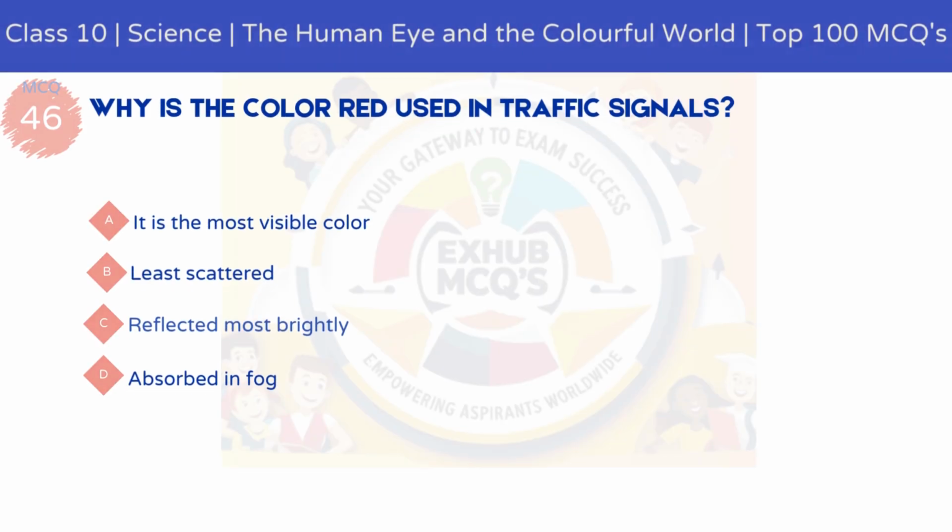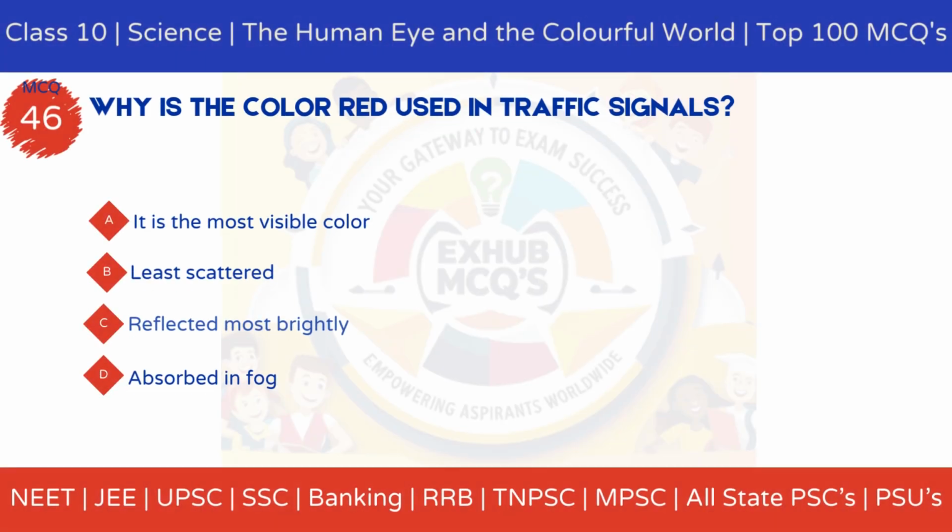MCQ 46. Why is the color red used in traffic signals? Option A, red is the most visible color. Option B, red is least scattered. Option C, red is reflected most brightly. Option D, red absorbs light.